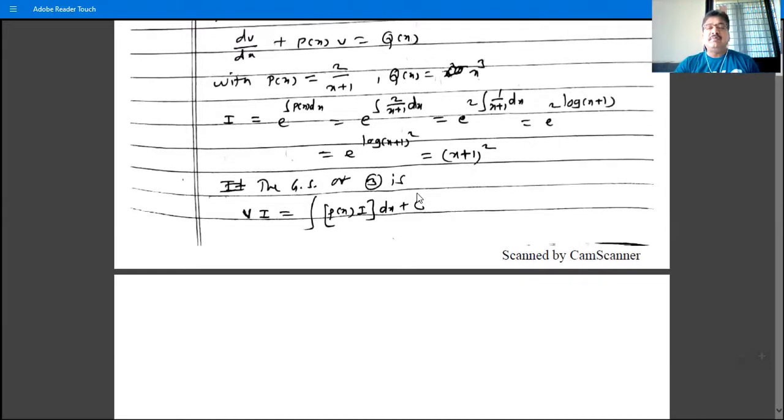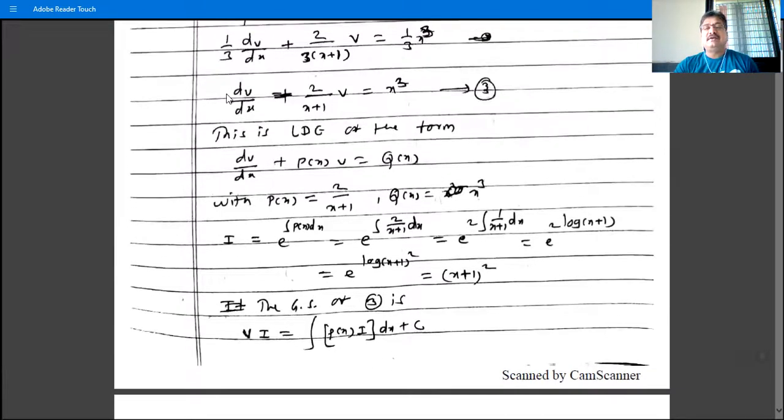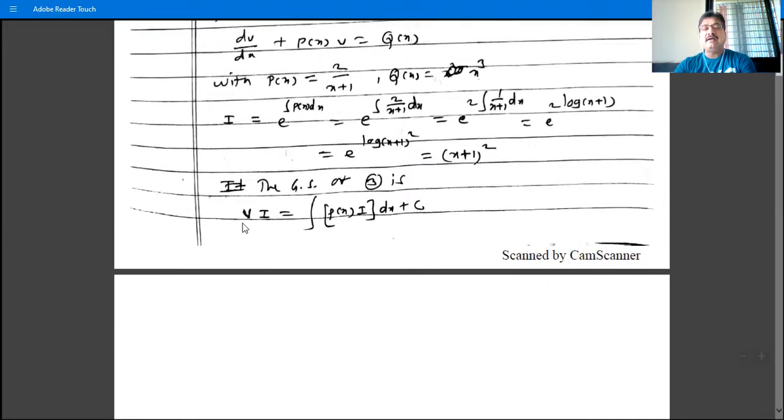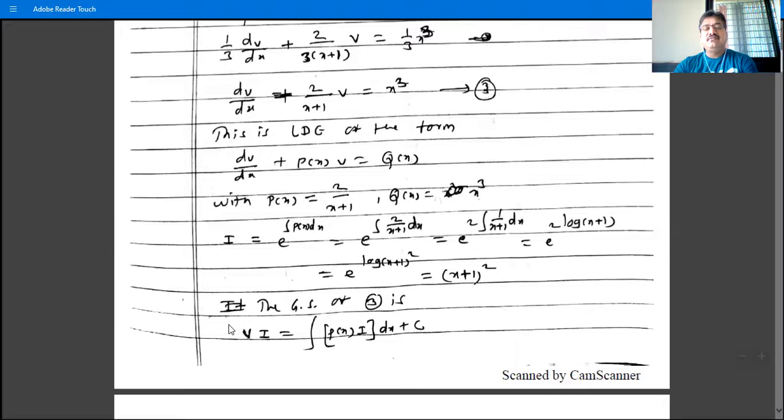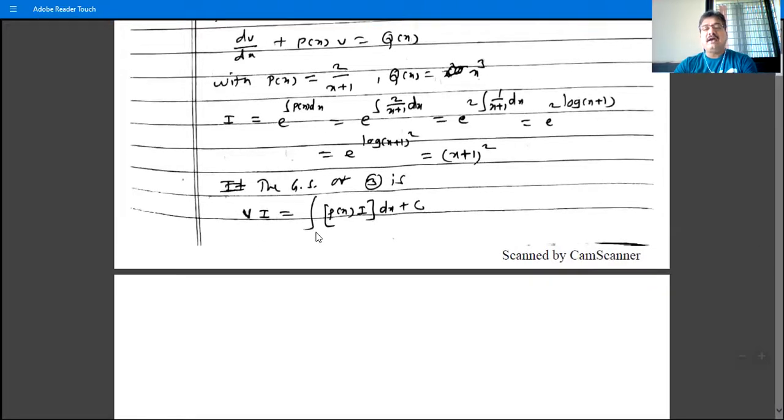Then the general solution of equation number 3, which is a linear differential equation in v and x, is what? The notation is v instead of y. So use, instead of yI, vI equal to integration of P(x) into I dx plus c.